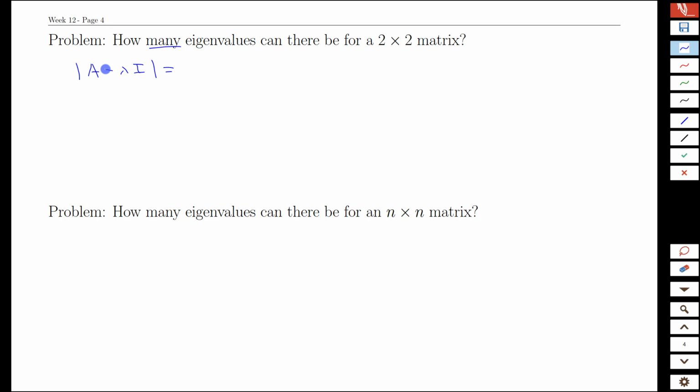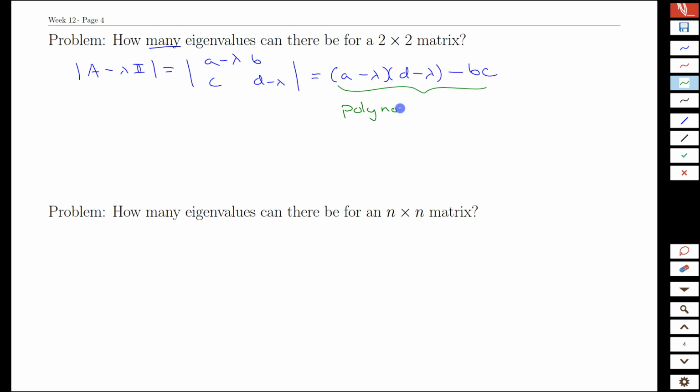A is our go-to matrix for generic matrices. So if we had a generic 2 by 2 matrix here, and we slide the minus lambdas down the main diagonal, that would be A minus lambda times D minus lambda. And don't worry, we're not going to solve this in general. The key thing to note is that this is going to be a polynomial in lambda.